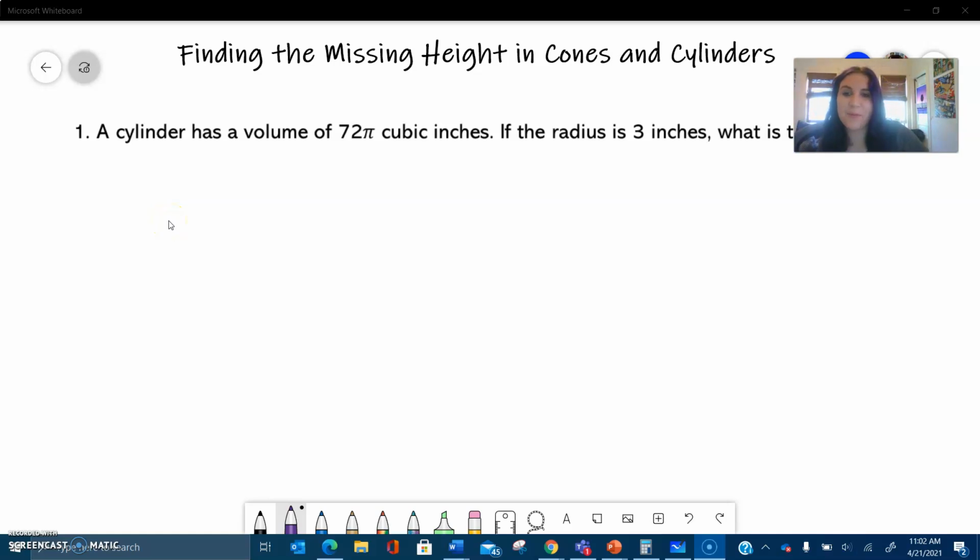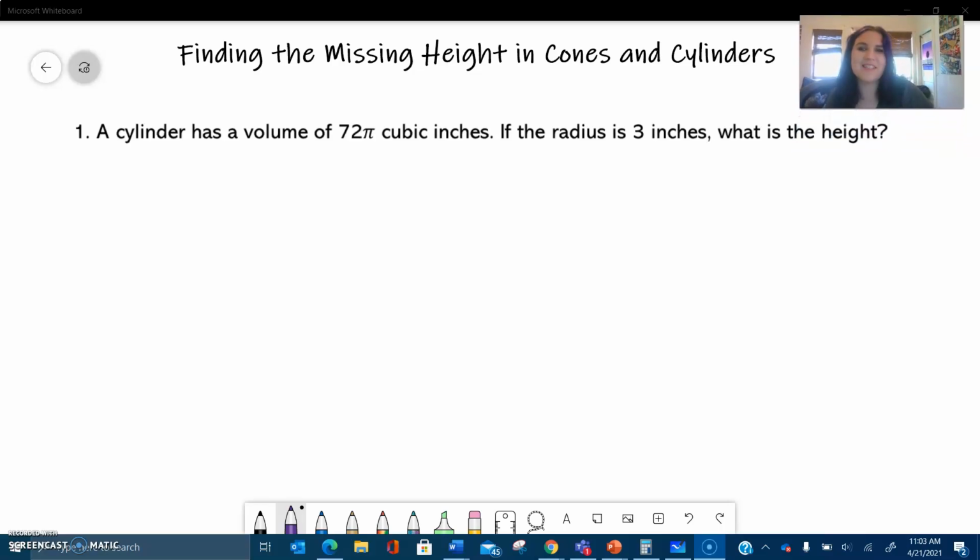In this video, I'm going to do two examples of finding the missing height in a cylinder and in a cone. So the first example says a cylinder has a volume of 72 pi cubic inches. If the radius is 3 inches, what is the height?